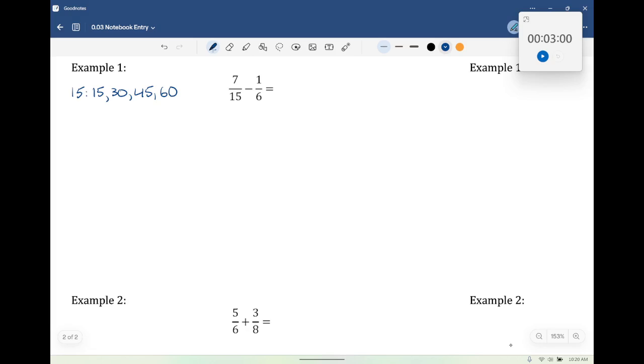And so for 15, we have 15, 30, 45, 60. Now, here's sort of the rule for least common multiples or least common denominators. The larger number, we're generally going to have to list out less than the smaller number. And so I'm going out 4 just to kind of give myself options.